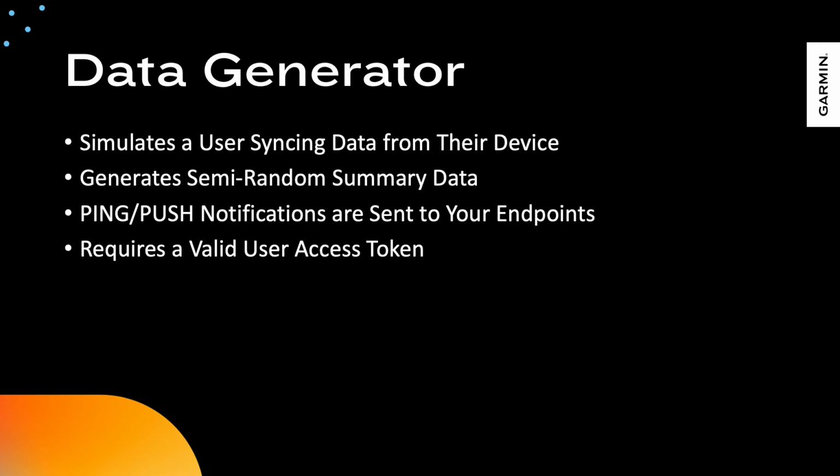The data generator is useful during development when you do not have access to a device, but you're still interested in the data that device produces. A good example is if you enable the body composition endpoint, but you do not have a Garmin Index scale for testing. The data generator can simulate data from an Index scale without having to physically step on a scale. The data generator requires a valid user access token, so you will need to have gone through the authorization workflow before using the data generator.